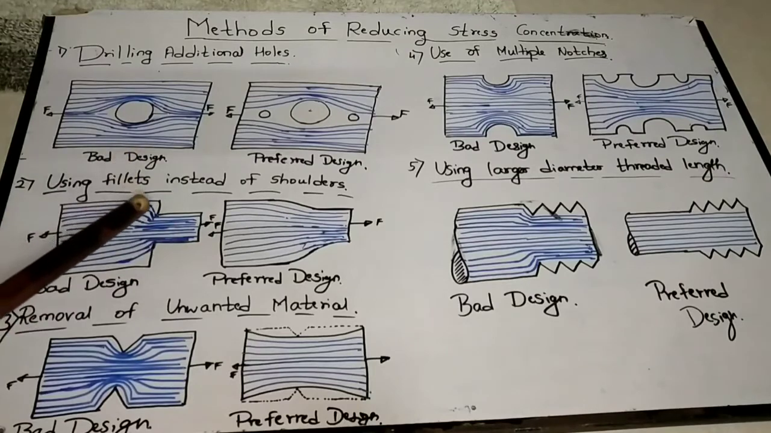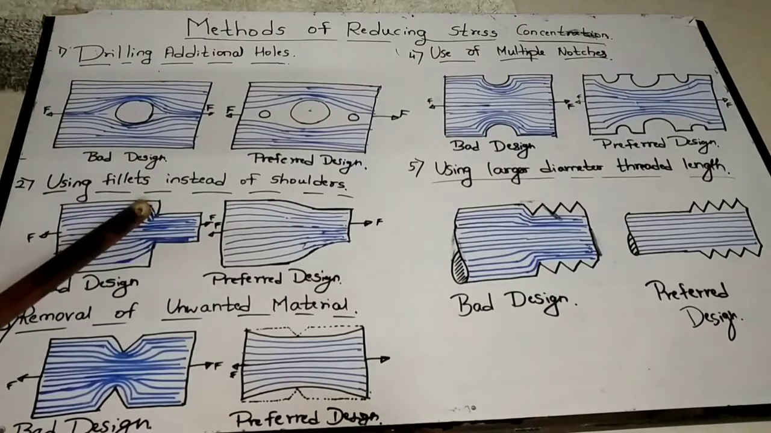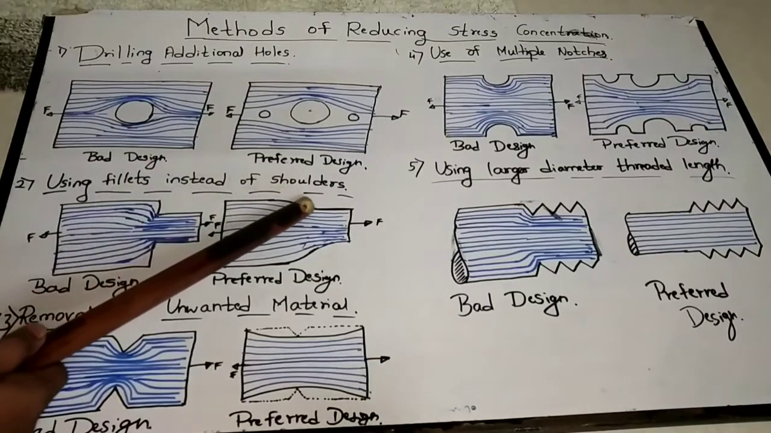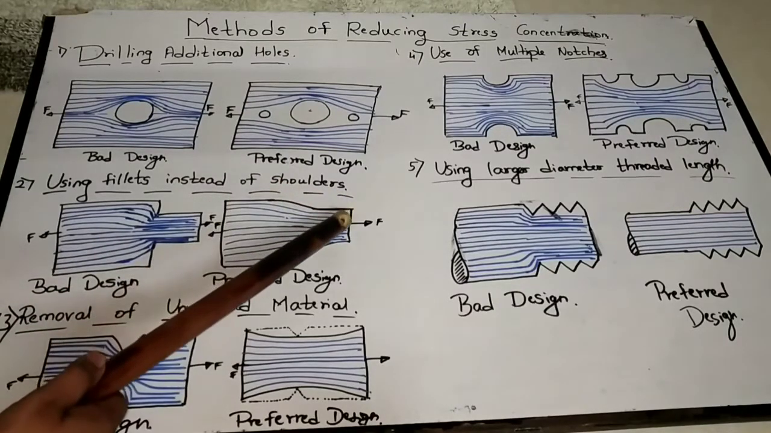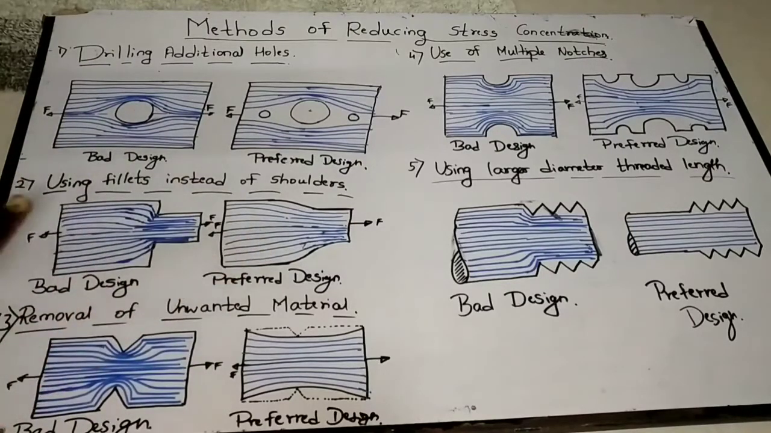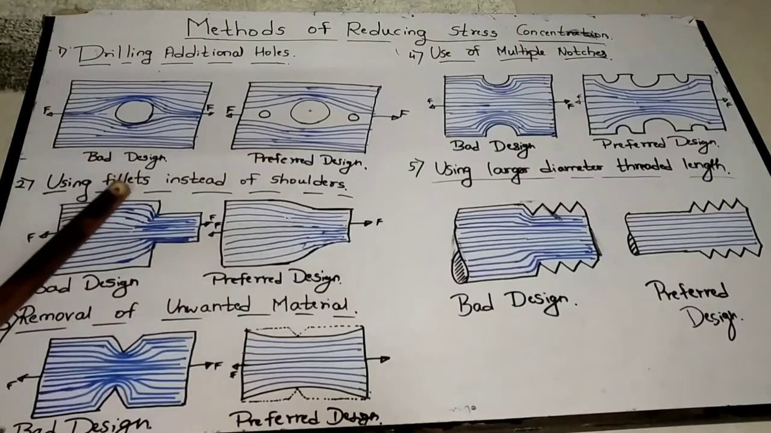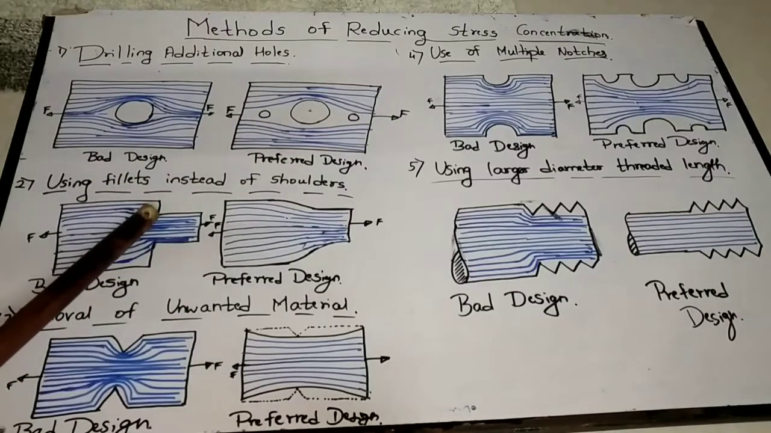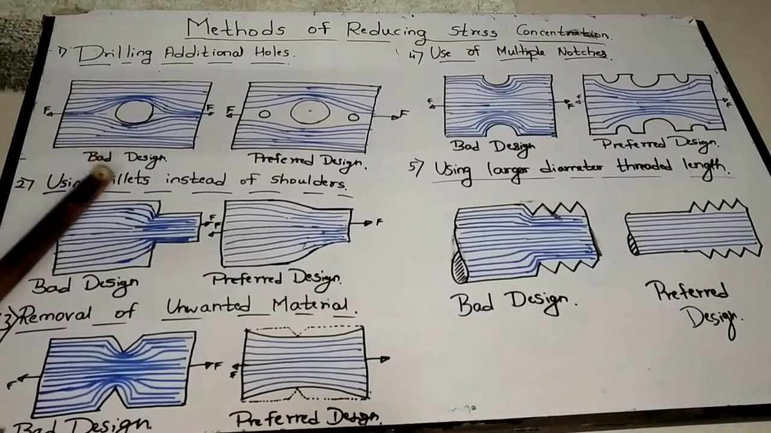Now how to reduce this stress concentration? So instead of this sharp edge, I am giving a fillet around this region, something like this. Now when you give a fillet, the stress concentration is decreasing. Now this is my preferred design and this is bad design. I hope it is clear. By using fillets instead of shoulders or instead of sharp edges, you are reducing stress concentration in the sharp edges region. So this is the second method.